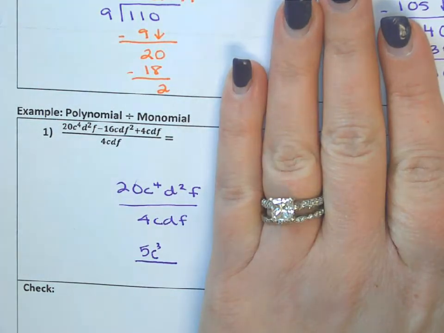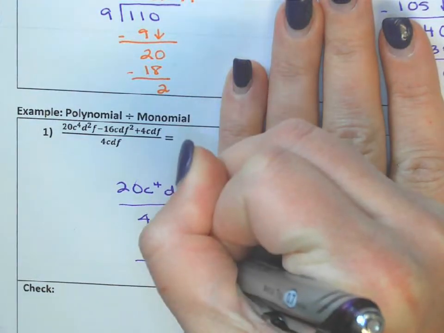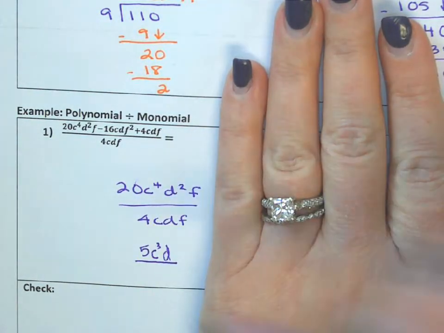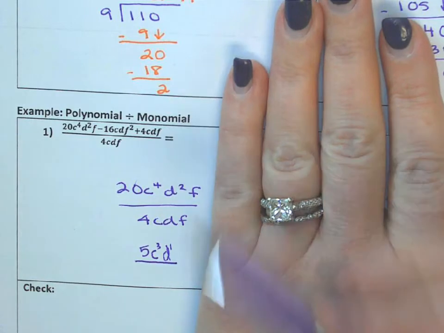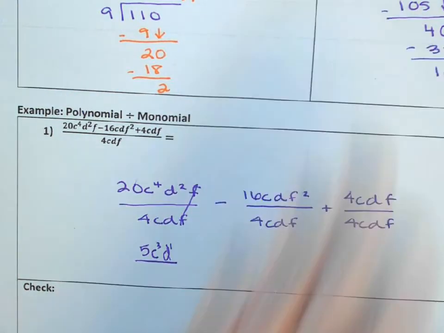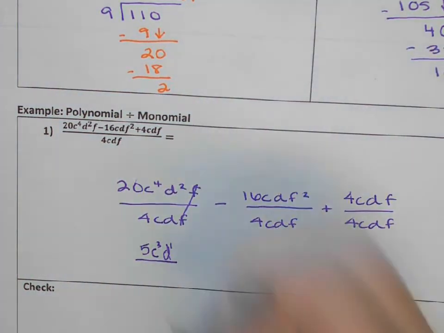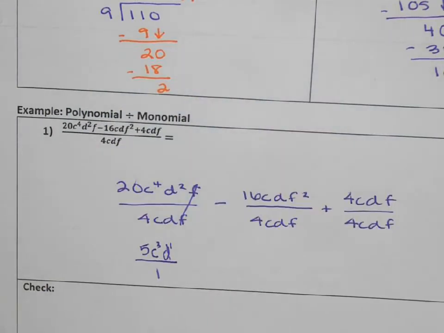Your D's, do you have more D's on top or bottom? So your answer will be on top. And how many D's will you have left over? Just 1. How about the F's? Are there more F's on top or bottom? Same. So we cancel. They will cancel. So your F's cancel completely. So you have 5C to the 3rd, D to the 1st. Technically it's over 1. You don't have to write it over 1. No, it's just 5C to the 3rd, D to the 1st.